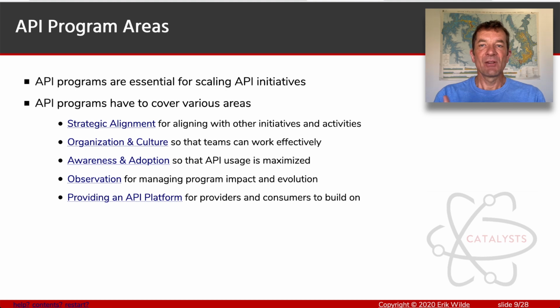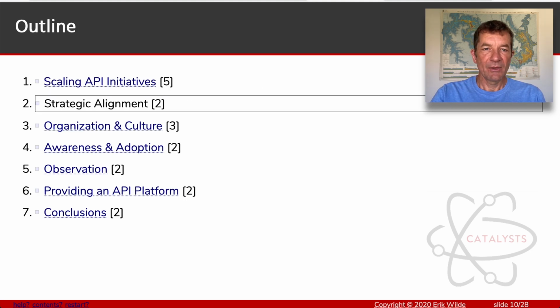And then even though technically maybe we cover a lot of stuff, there are things that we don't cover that actually create risks for our API program. Okay, let's go through these areas and see what they are. So the first one is strategic alignment.